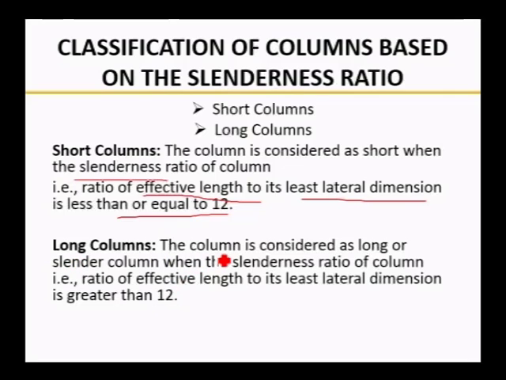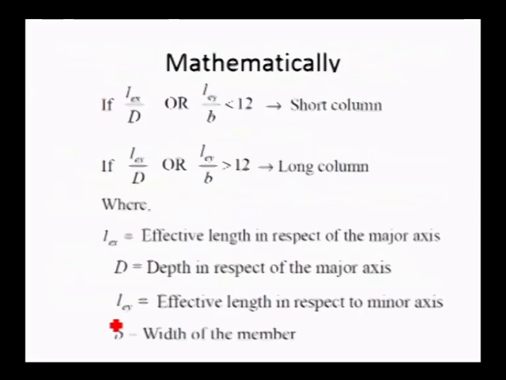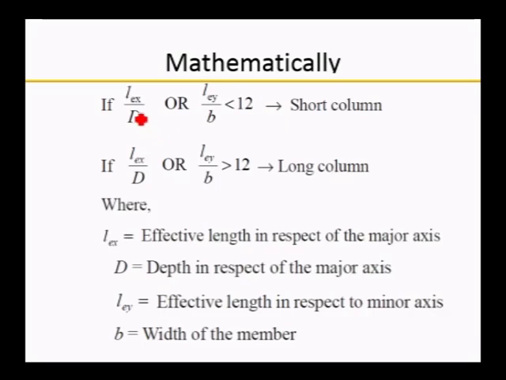In case of long columns, the slenderness ratio is greater than 12, that is, the ratio of effective length to least lateral dimension is greater than 12, then it is classified as a long column. Simply, if the slenderness ratio is less than 12, it is a short column; if greater than 12, it is a long column. Mathematically we can write effective length LEX or LEY divided by D or B. If it is a rectangular column, D and B are the size of the column; if less than 12, it is a short column, and if greater than 12, a long column.